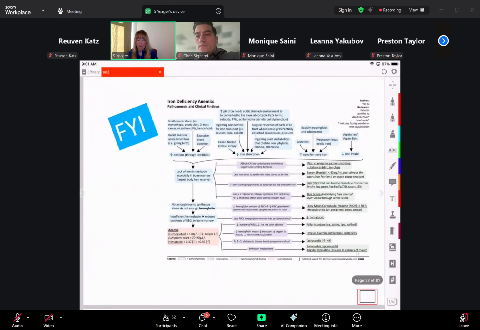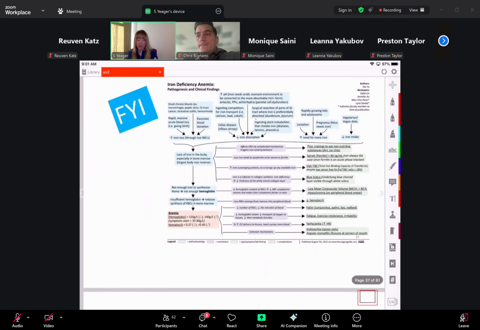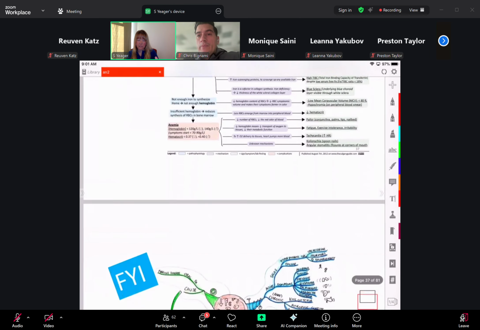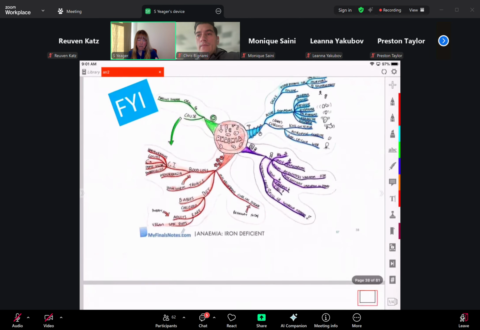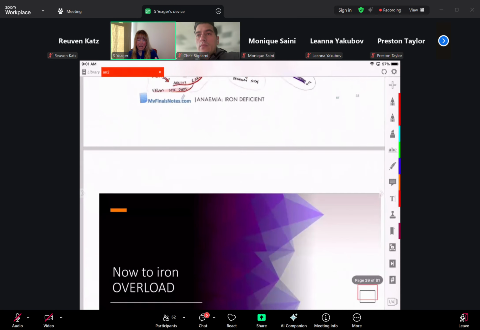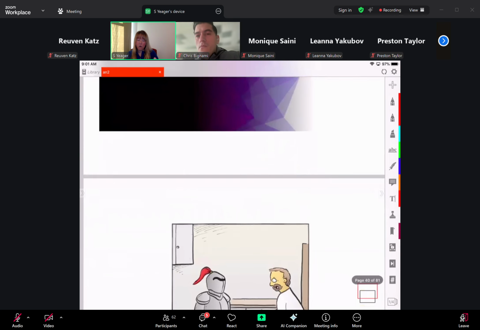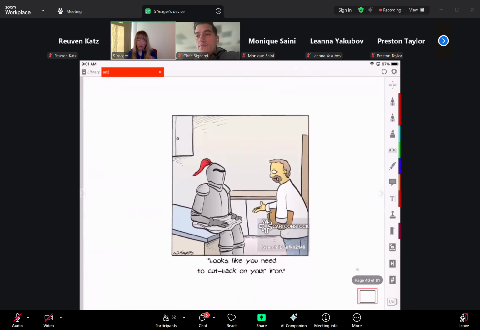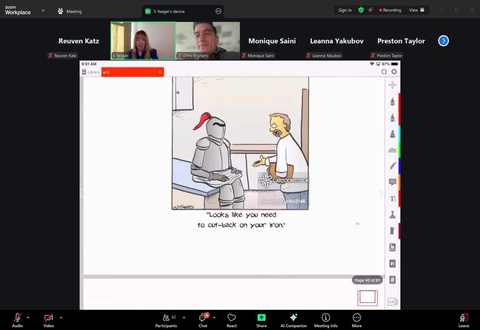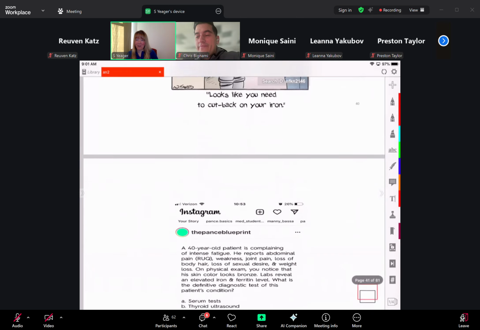These are just some mind maps I found a few years ago for iron deficiency. So if you're someone who likes those, you can peek through them. If there's anything new in anything that's in the class discussion, it's not fair game for the exam, it's just FYI. So now we move on to iron overload. Now, iron overload, this guy made a suit made of iron, needs to come back with his iron.